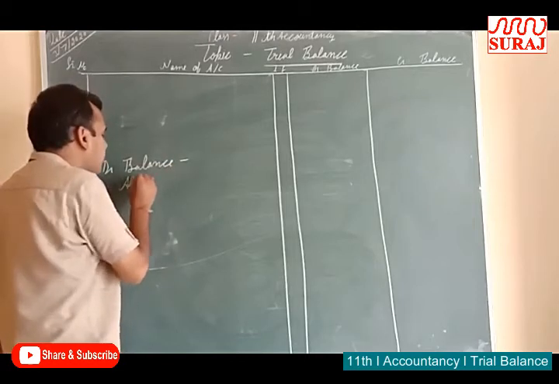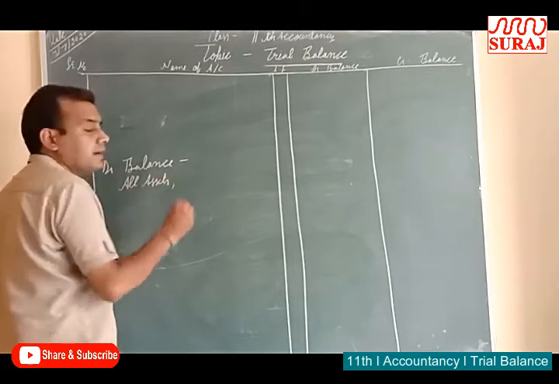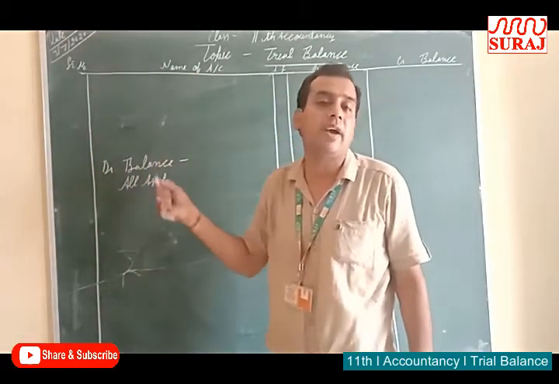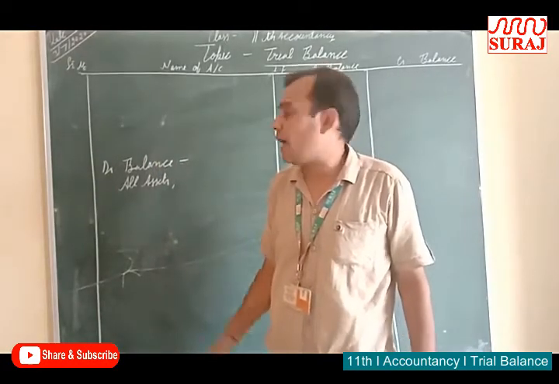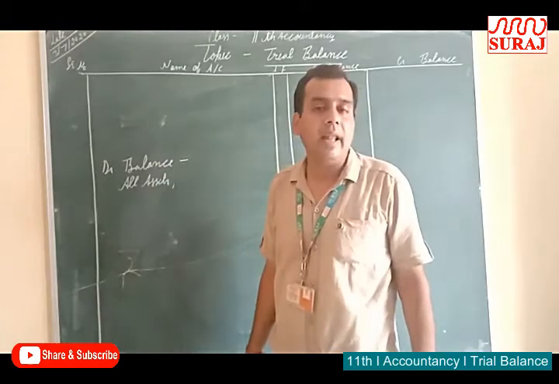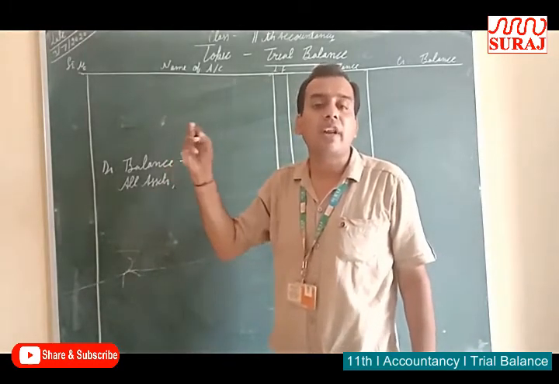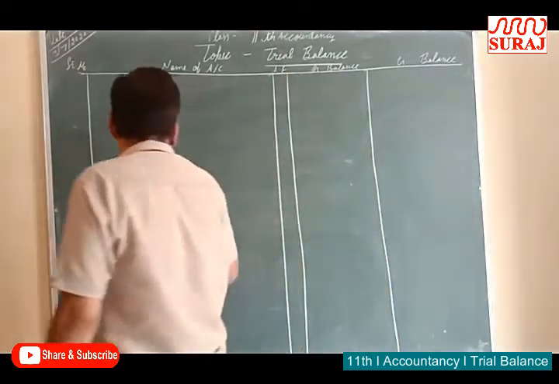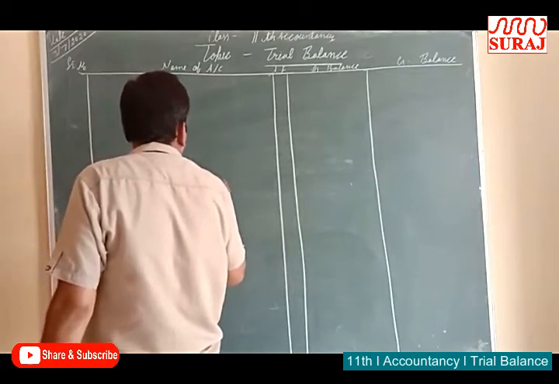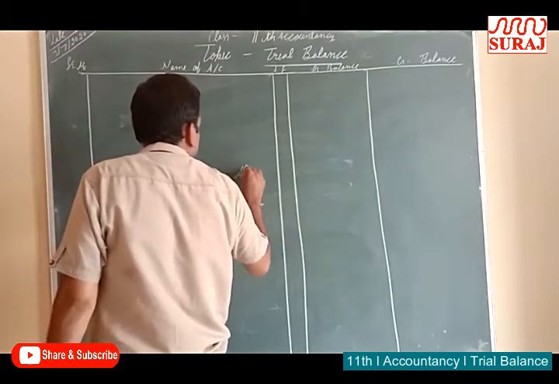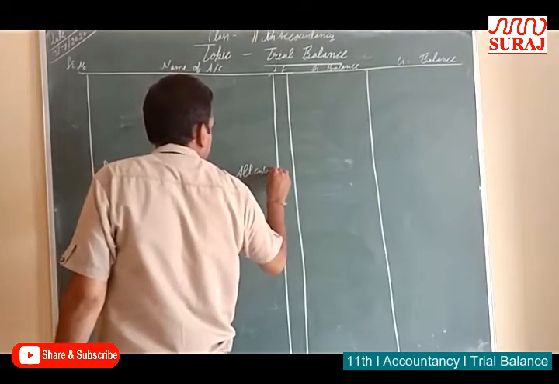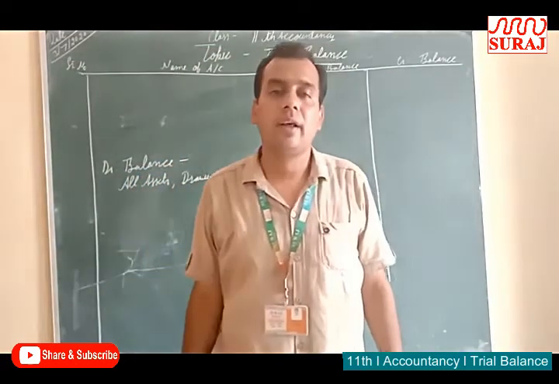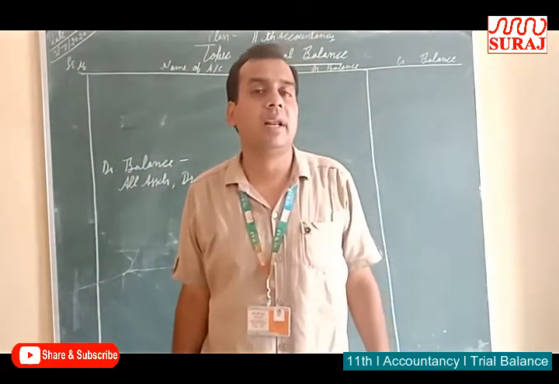All assets have debit balance, just like land, building, plant, machinery, furniture, computer, typewriter, motor car, investment, fixed deposit, etc. Drawing also has a debit balance. And all expenses, just like rent, salary, commission, carriage, cartage, insurance, etc. All of these have debit balance.